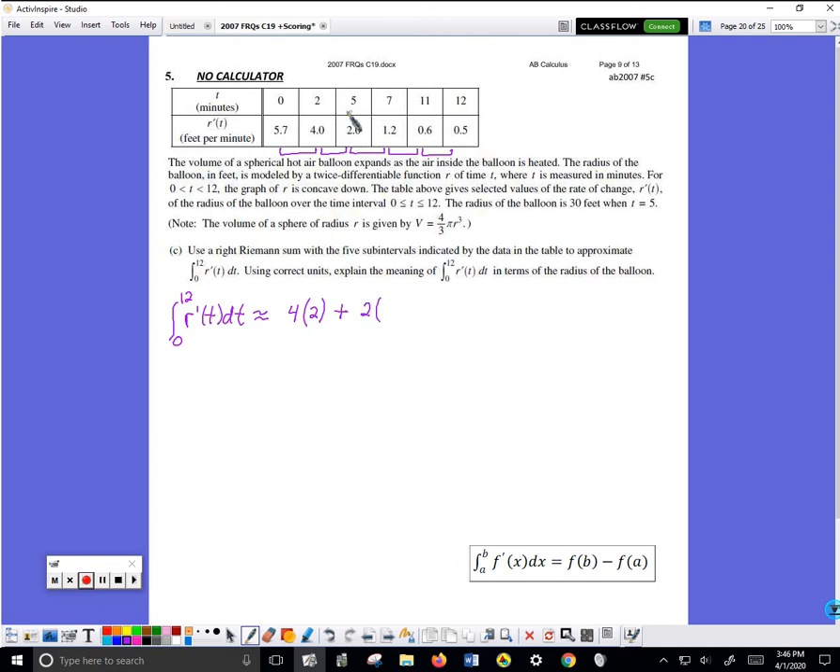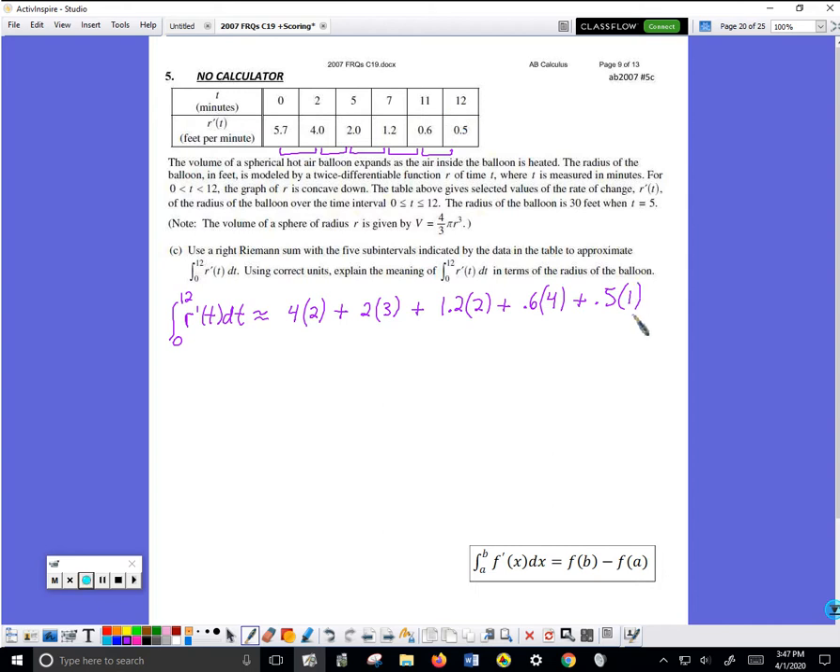The change in time in this case is 3. For this third subinterval, the value of R prime on the right of the subinterval is 1.2. The change in time for this third subinterval is 2. Keep going, 0.6. Change in time is 4. 0.5. Change in time is 1.